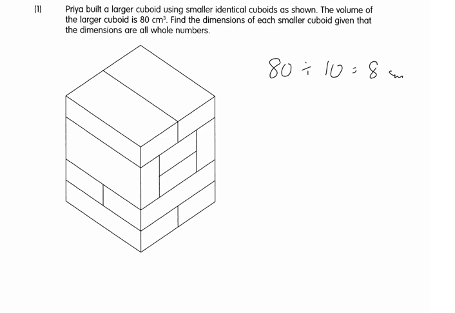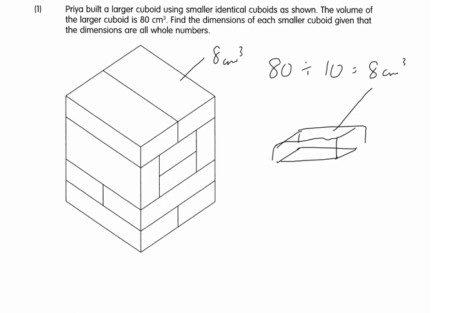Do you all agree? So given that this is one of the smaller cuboids, the volume is 8 cm cube. How will I be able to find out the dimensions of each smaller cuboid?